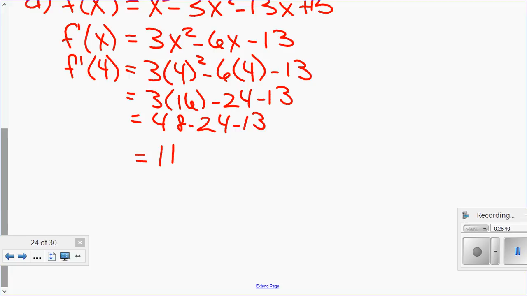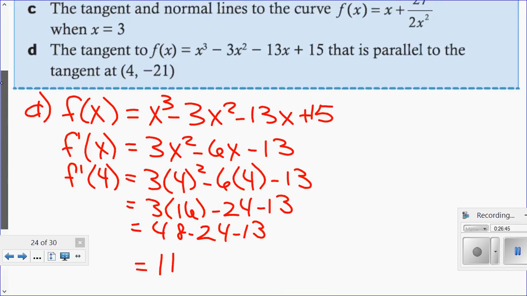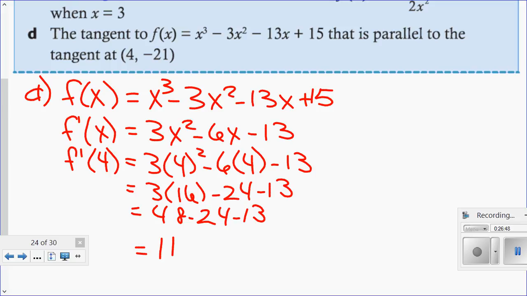Now, this is where it gets interesting. So we know the slope of the tangent line here is what? What did we find the slope to be? 11. So if I had a line that was parallel to that, what would its slope be? 11. Agreed? Because parallel lines have the same slope. So that means I want to find another line that has a slope of 11, right?